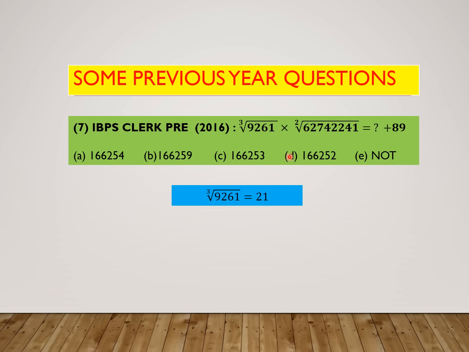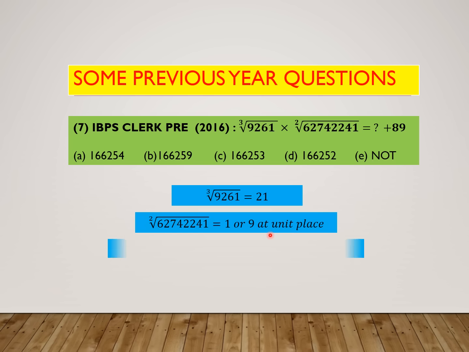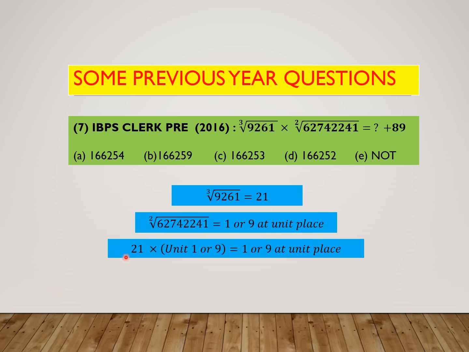Now, the square root of 6274 2241. As we can see that the unit digit in the given number is 1, so the result of the square root will also have 1 or 9 at unit place. So we can say that the question is reduced to 21 multiplied by some number whose unit place is 1 or 9, which will result in 1 or 9 at unit place, because 1 multiplied by any number will be the same number, so the unit place will not change.